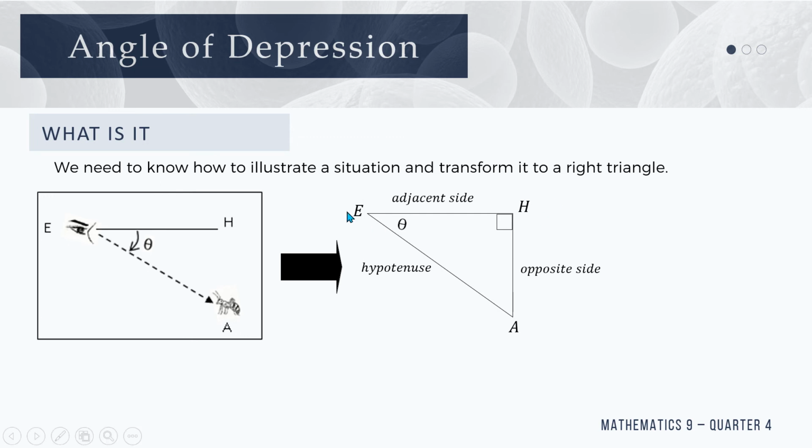So again, the adjacent side is the horizontal side, the side beside the reference angle theta, while the opposite side is the side opposite the reference angle theta, and the longest side is the hypotenuse.